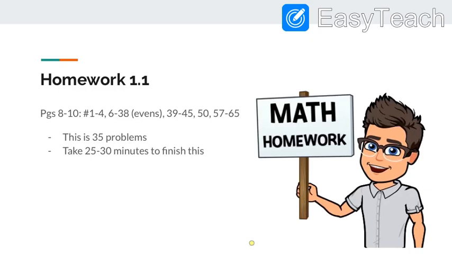Okay. Our homework for this lesson is going to be on pages 8 through 10. It's going to be numbers 1 through 4, 6 through 38, just the evens, 39 through 48, 50, 57 through 65. This is 35 problems. It'll take you about 25 to 30 minutes to finish this one. Have fun.